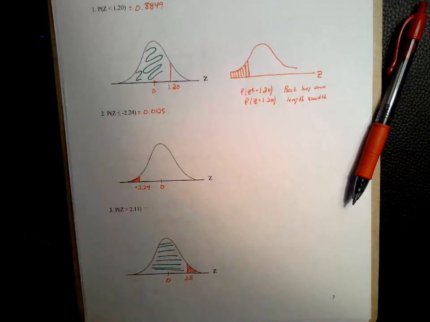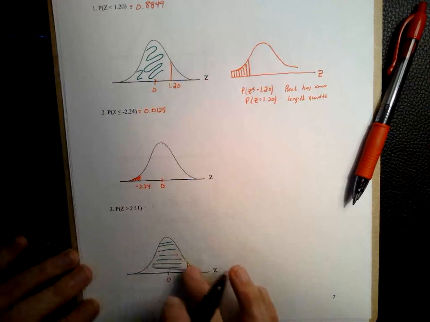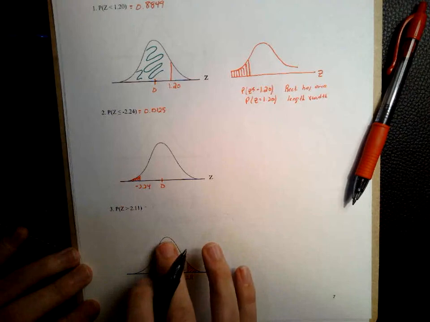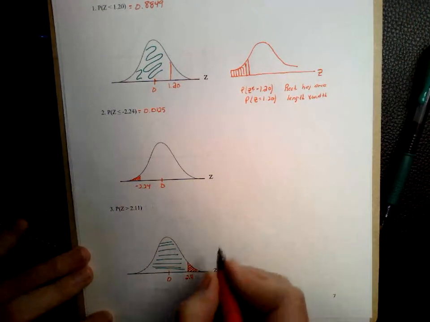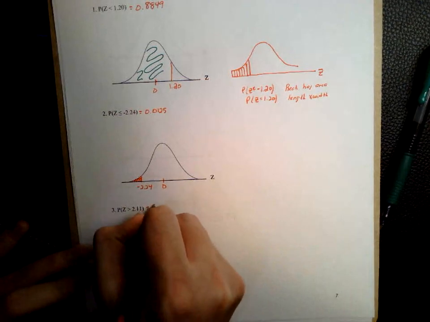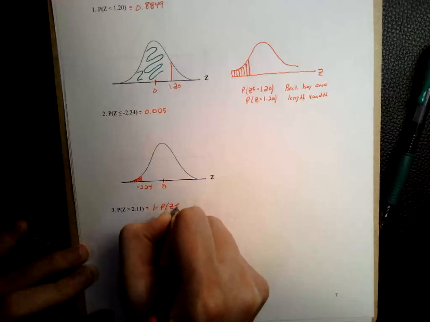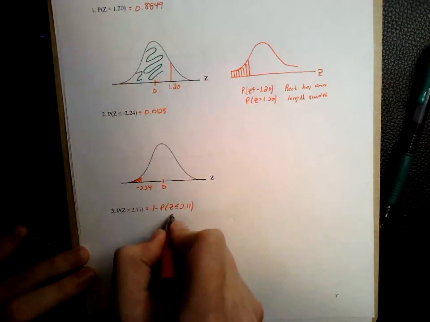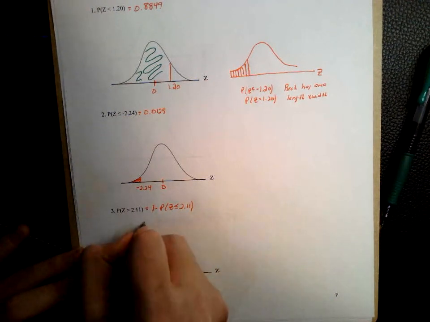It'll give us all of that in the green. Then how do I find the area in the red? Well, since this is just the complement of this, I can take 1 minus the area in green right here to find the area in the red. And this area in the green is just equal to the probability of z being less than or equal to 2.11. Then I just need to look up this probability in the table and take 1 minus it.